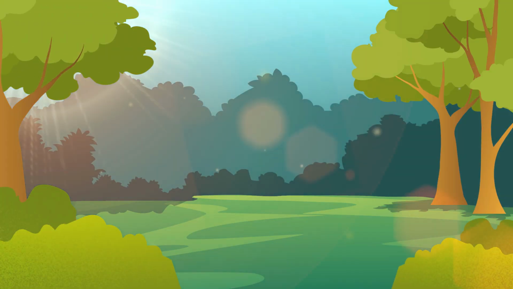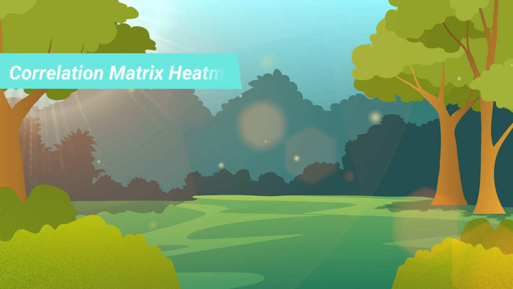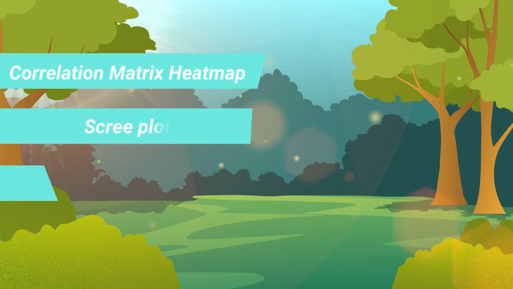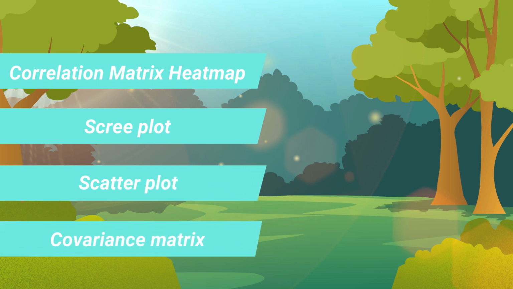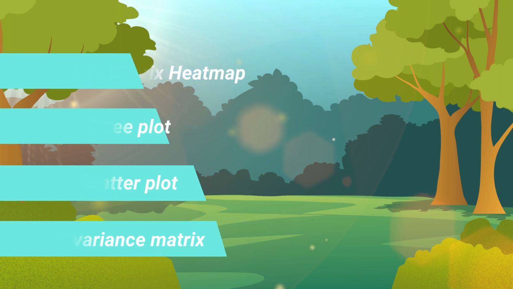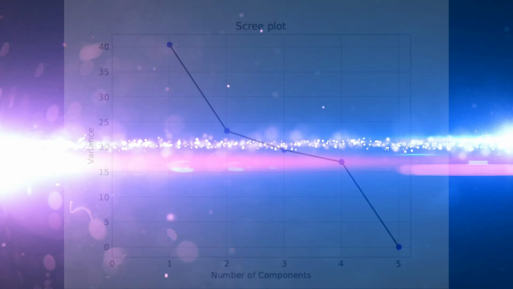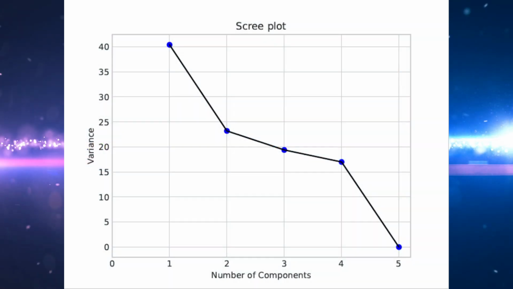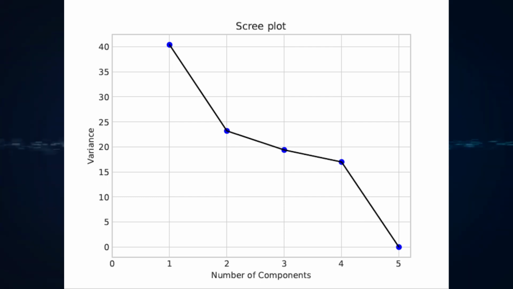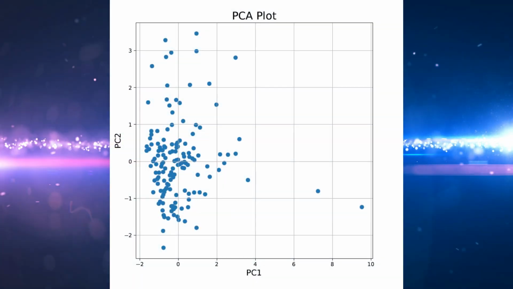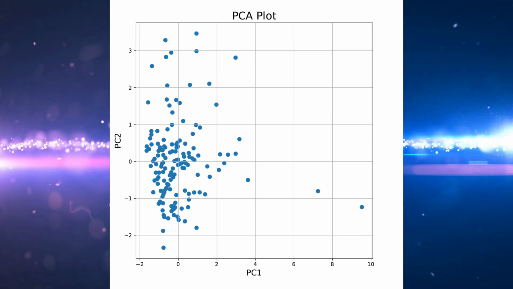Finally, if the workflow execution is successful, we can get visual results such as the correlation matrix heat map, the scree plot, the scatter plot, and the covariance matrix. Now, we can see the scree plot, which shows the best number of components, and the PCA visualization thanks to the scatter plot. The latter will represent a point cloud for two selected components.